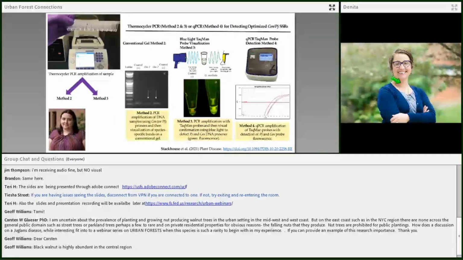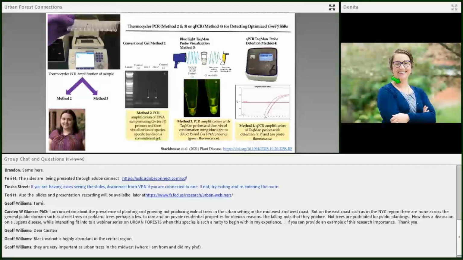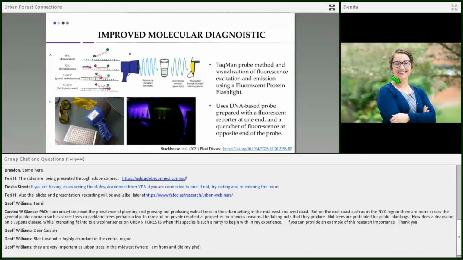And the last one is we wanted to confirm that this method really works, and we used the gold standard for molecular detection, which is the qPCR amplification using the same TaqMan probes, and we know it works, and it's pretty successful, and we published this work in Plant Disease in 2021. So this work was funded by Forest Service NUCFAC.